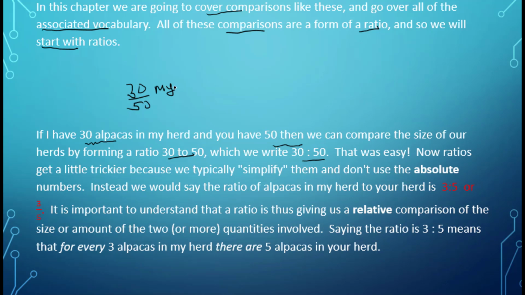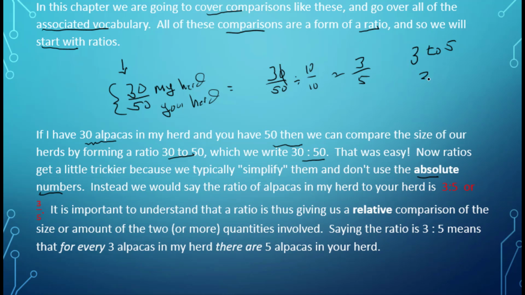My herd, your herd. But normally, we simplify these ratios. So we wouldn't use that. We would simplify it. And we don't use the absolute numbers. These are the absolute numbers here. We don't use those when we simplify it. And instead, we would say the ratio of alpacas in my herd to your herd is 3 to 5 by simplifying it, right? 30 over 50, divide by 10 over 10, and we get 3/5, or just cross the zeros out, and we get 3/5. We could write it like that, or 3 to 5, or 3 to 5.